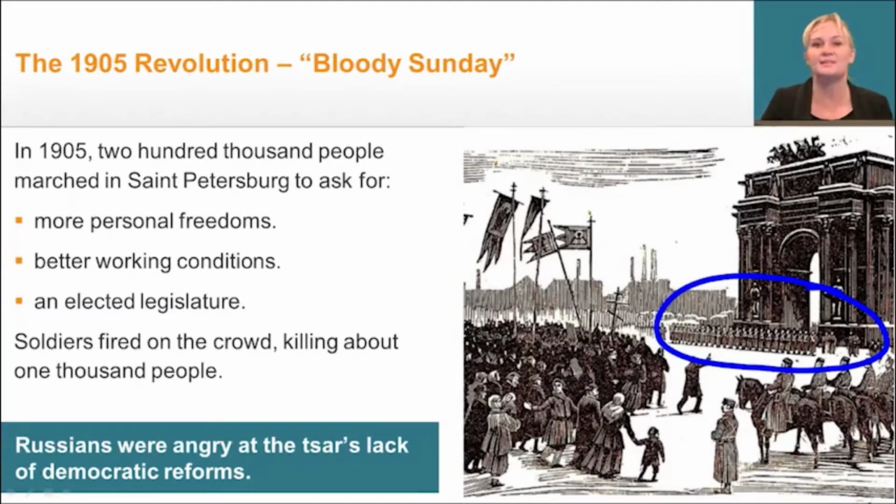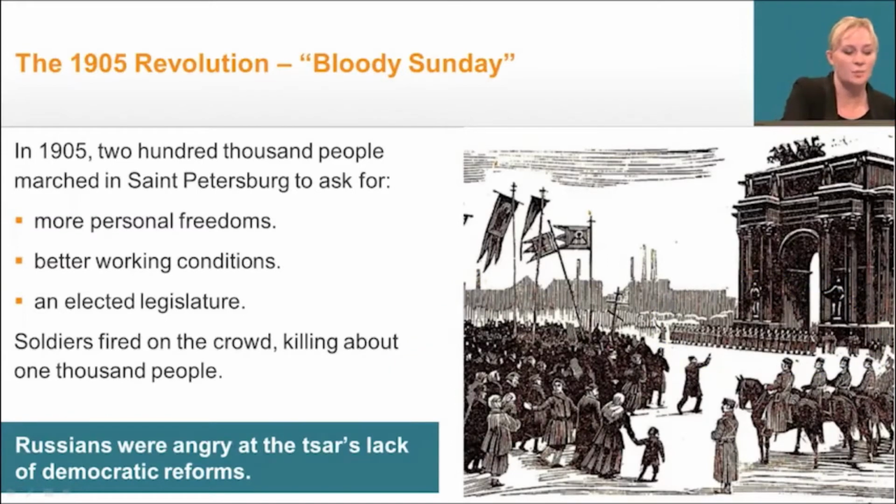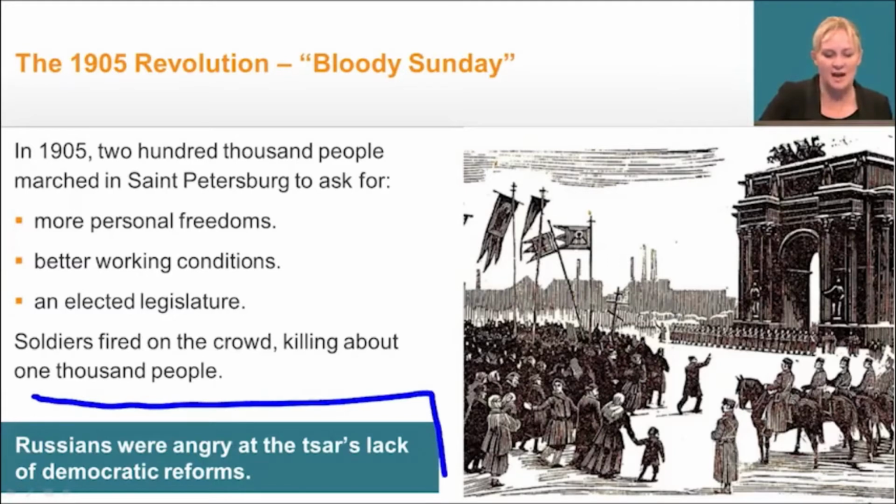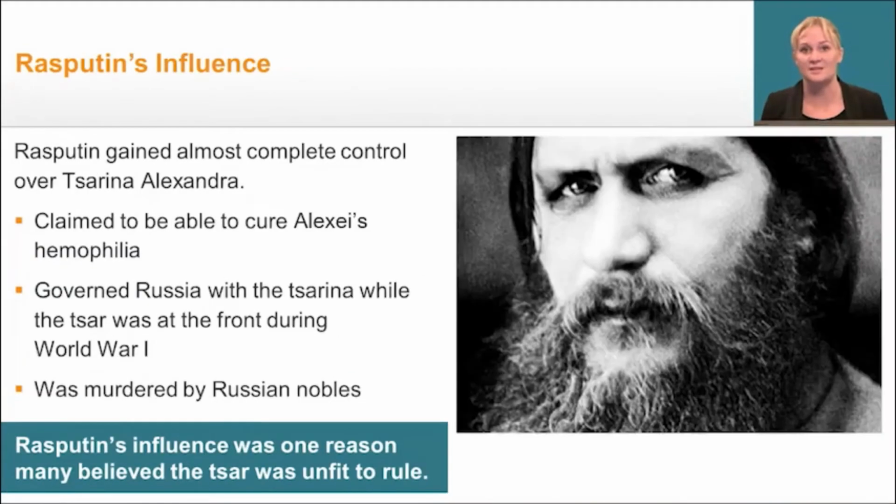They saw the peasants coming, and instead of hearing them out, they fired on the crowd, killing about 1,000 people. Now, this incident led to a lot of people seeing the Tsar as weak, and Russians were angry at the Tsar's lack of democratic reforms. Now, another reason that the Tsar was seen as being a weak leader was because he was under the influence of this man. This is Rasputin.